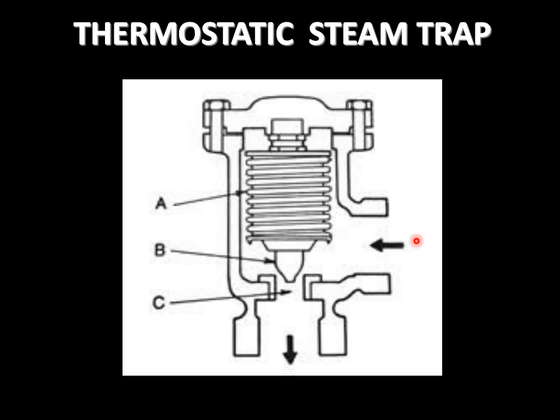As the entire amount of condensate gets discharged and steam enters through this port, because of the high temperature of steam, this bellow expands and closes the port, thus preventing the leakage of steam and allowing only the condensate to discharge through the port. So this is a thermostatic steam trap.